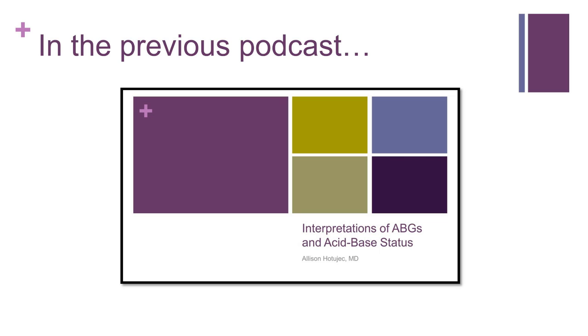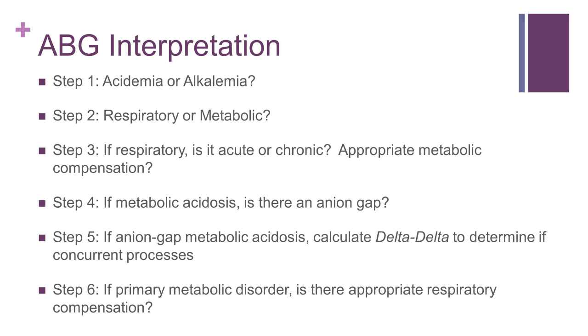We have already reviewed interpretation of arterial blood gases in a previous podcast. I would recommend reviewing that podcast before listening to today's lecture. In today's podcast, we are going to be discussing some examples of interpreting ABGs using the methods discussed in the previous lecture. We'll briefly review the approach to ABG interpretation.